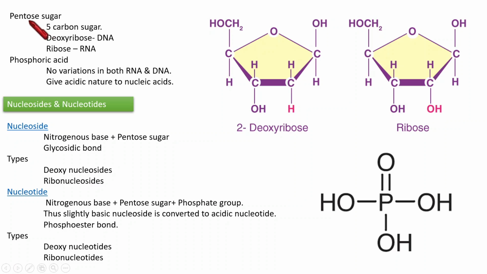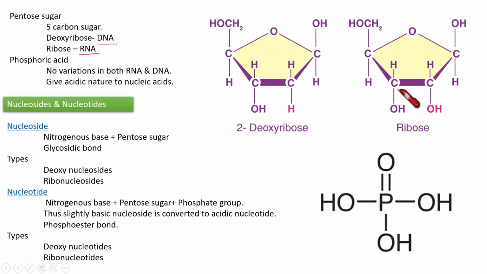Pentose, the word itself indicates that the sugar is a 5-carbon sugar, and that is of two types. Which are those two types? Deoxyribose sugar and ribose sugar. Deoxyribose sugar is the sugar present in DNA, and ribose sugar is the sugar present in RNA. What is the difference between these two types of sugar? This picture is shown here.